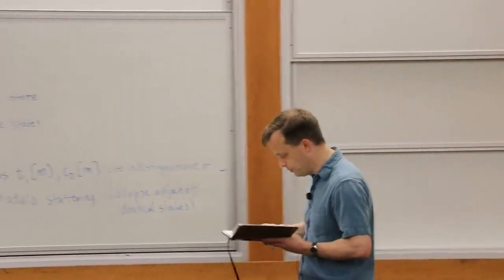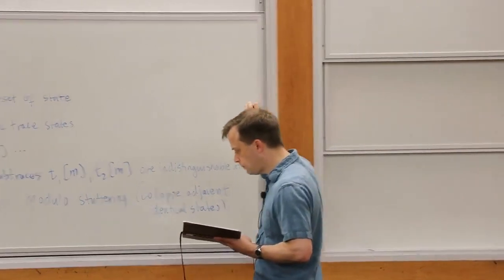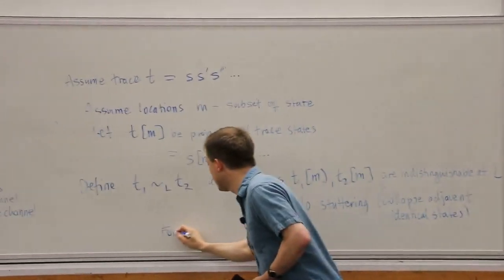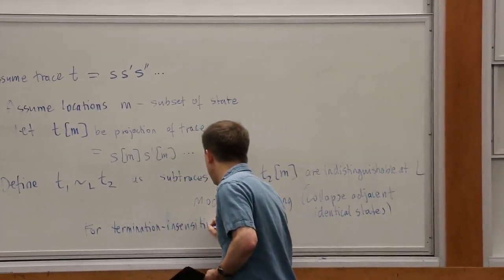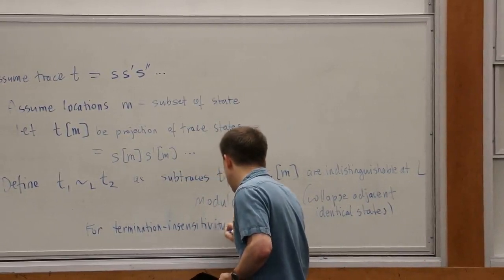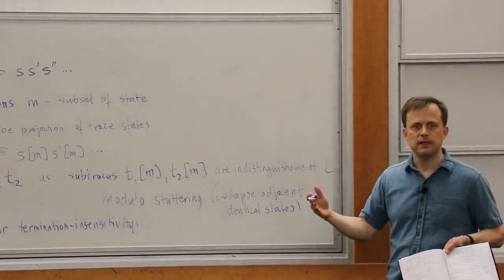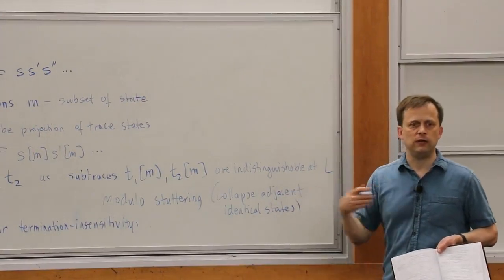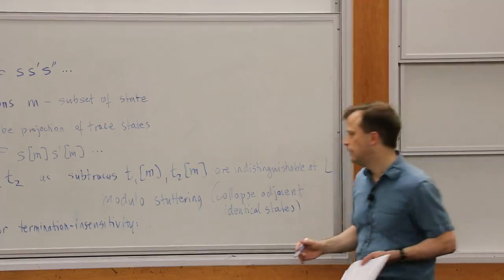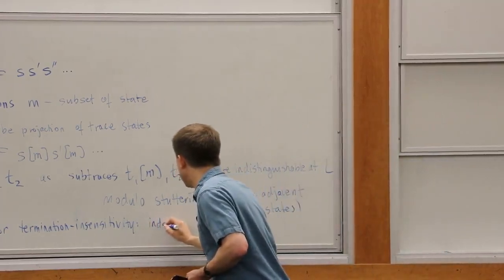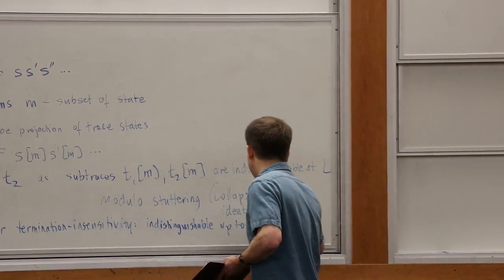Great. So one more shoe needs to drop here. It has to do with termination sensitivity. If we want this to be termination insensitive, then we're also going to not require that the traces actually be completely identical. If we have a finite trace, then we only require that it agree with the other trace up to the common prefix. Okay? So it's going to be indistinguishable up to the common prefix.